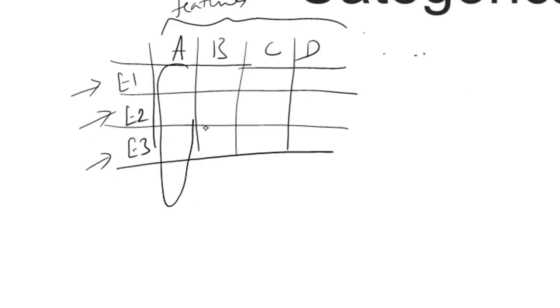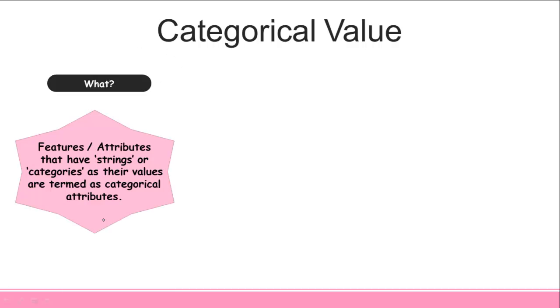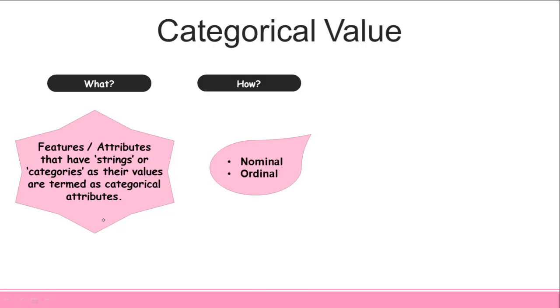The value that you store here may be a numerical value, which is an integer or floating point, or maybe a string also. When it is a string, there is a necessity for converting it into numerical. So when a particular feature has its value in the format of strings, we say that to be a categorical format. Let's say if it is M, F, O, we say this to be your categorical value. So in short, categorical values are features or attributes that have strings or categories as their values.